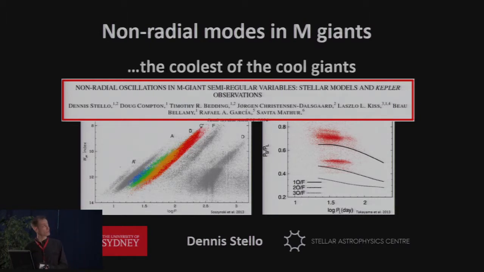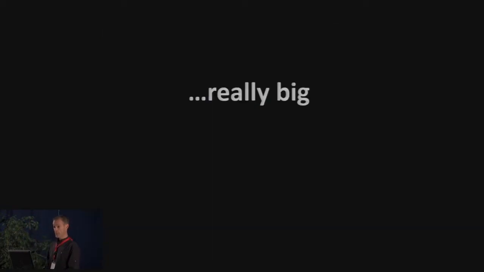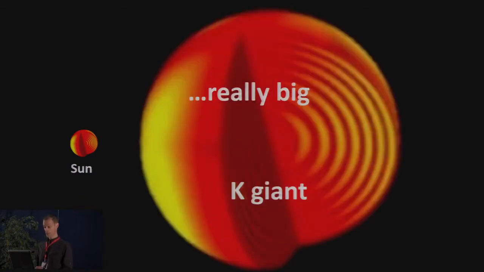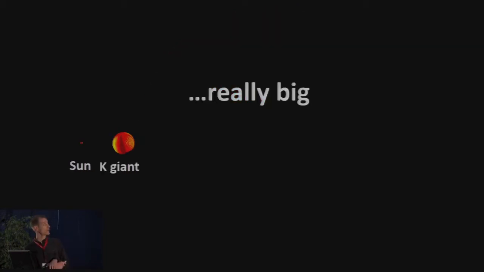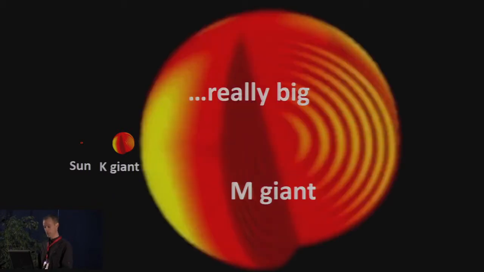They are the coolest of the cool giants. They are not only cool, they're really big. So take the sun, for example. That will at some point evolve and become a K giant, like the ones that Benoit just talked about, and it will look like that. Now let's rescale those two, so we have the sun and the K giant here. When I say an M giant is really big, I mean really, really big.